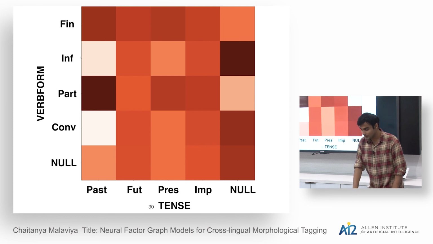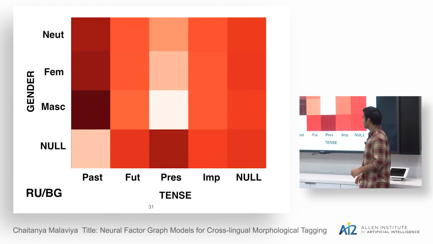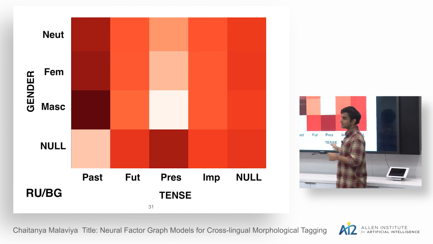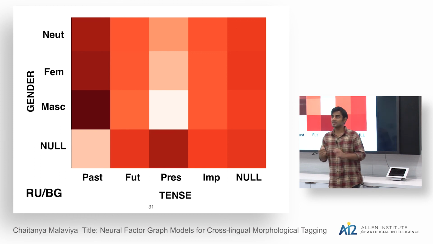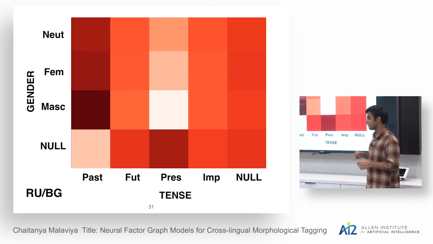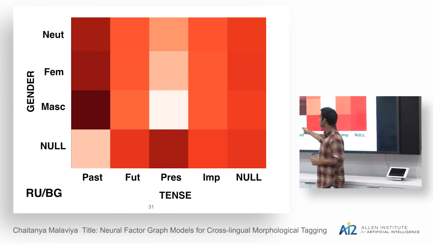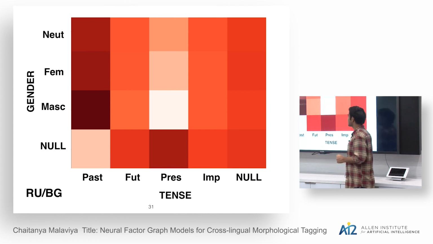And similarly, we could also look at the language-specific parameters that we had in our model. This is the case for the Russian-Bulgarian model, where we represent the gender-tense correlations. Now, Russian only has gender-specific verbs in the past tense. So there is strong correlation between past and all the different genders. But in all other tenses, there is stronger correlation with the null gender, because gender is usually not specified except for the past tense.